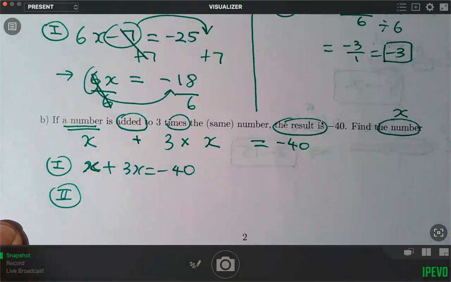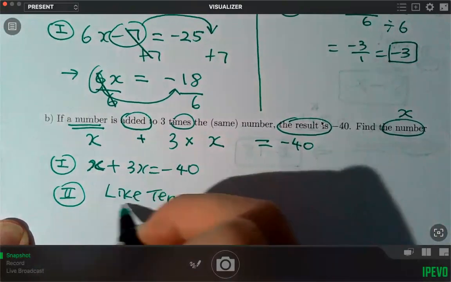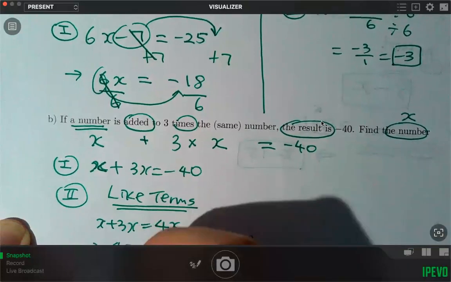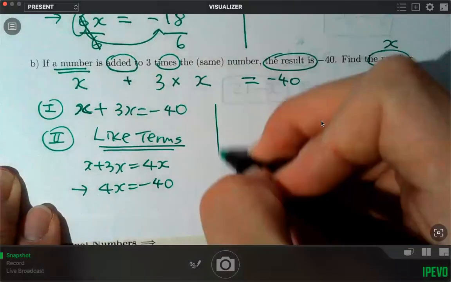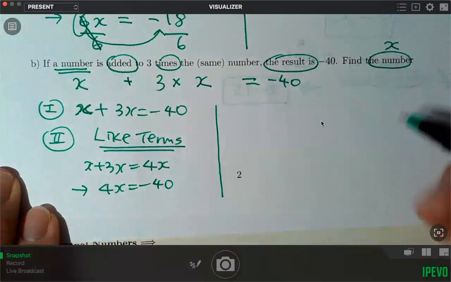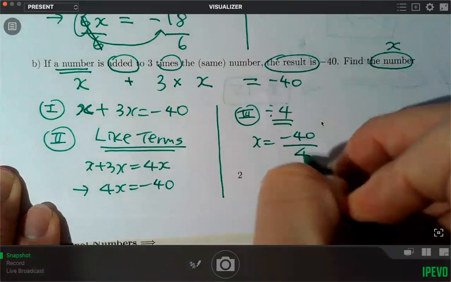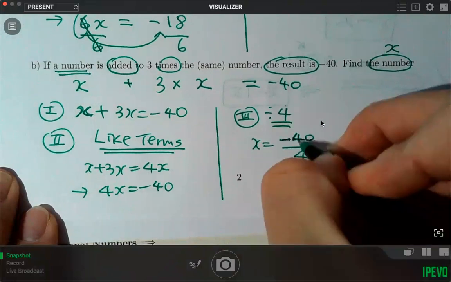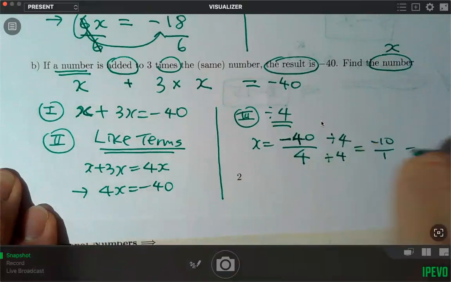Okay, so x plus 3x is equal to 4x, right? Yes, okay. So combine like terms. So x plus 3x is equal to 4x. So we have 4x is equal to negative 40. And then divide by 4, yes. Divide by 4, so x is equal to negative 40 all over 4. Can that fraction be simplified? What do you get? Negative 10, yes, reduced by 4, right? So negative 10 over 1, which is equal to negative 10.